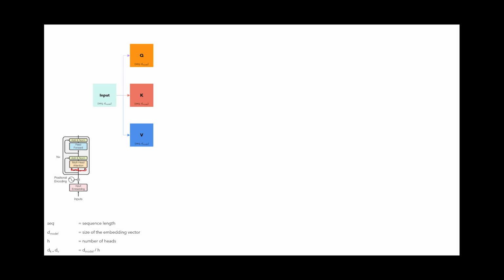And now we will introduce 3 new matrices. Let's call them WQ, WK, and WV, which will be multiplied by this Q, K, and V. These 3 matrices are parameters, right? They are parameters that the model will try to learn. And their dimension is D model by D model, so in our case, 512 by 512. The result of this matrix multiplication is a new matrix Q prime, K prime, and V prime of this dimension, sequence by D model.